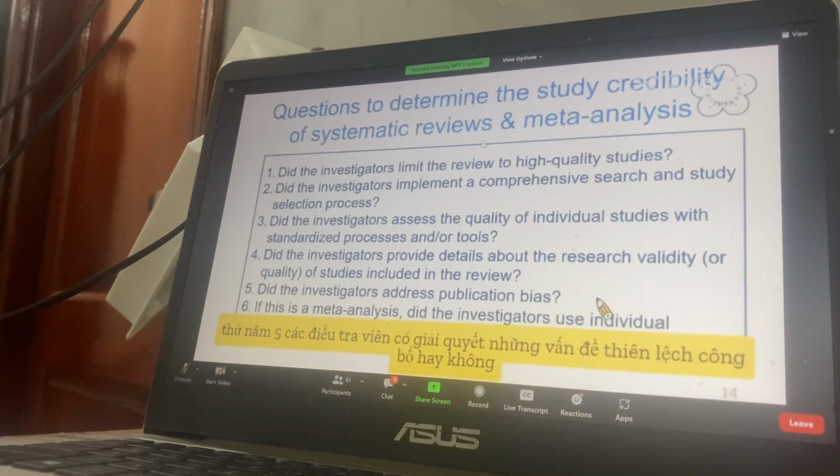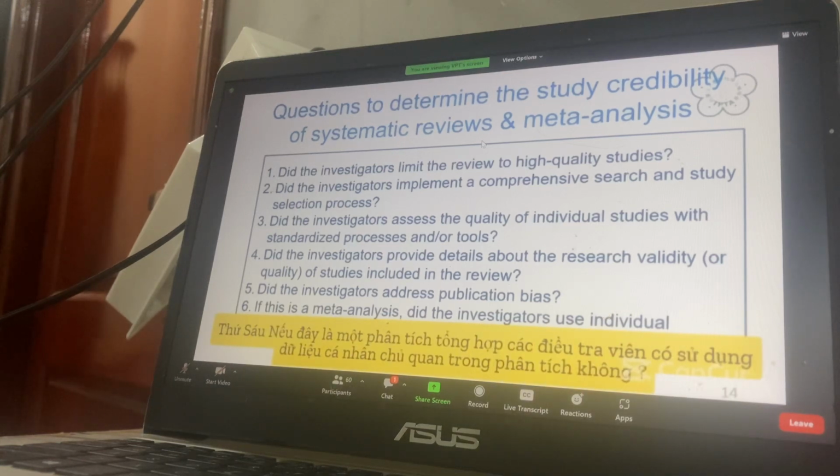Fifth, did the investigator address publication bias? Sixth, if this is a meta-analysis, did the investigators use individual subject data in the analysis?